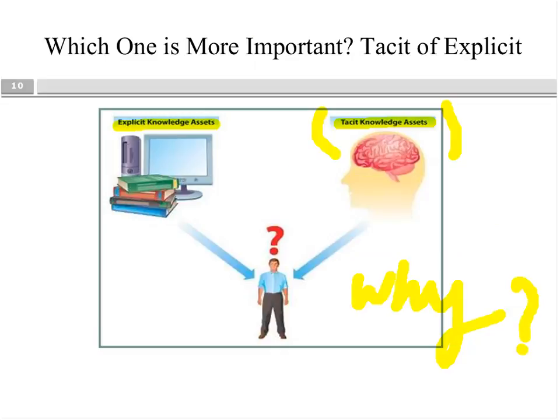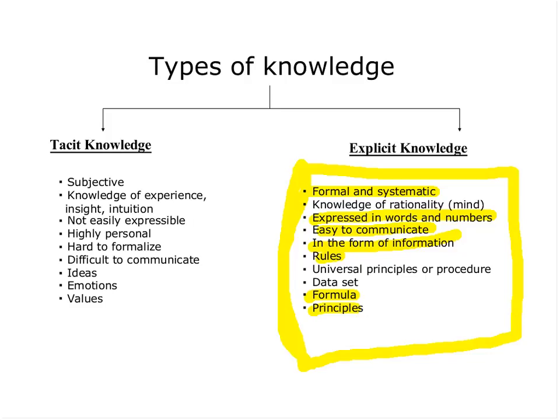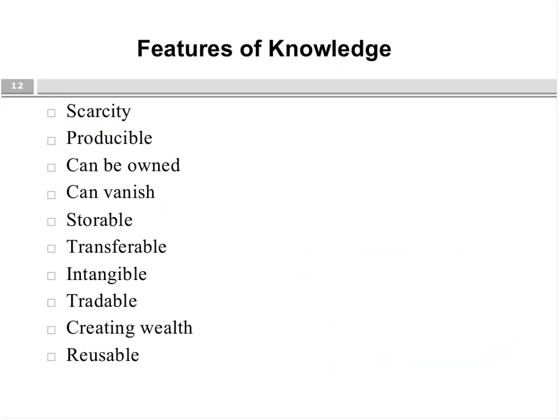Tacit knowledge, on the other hand, is more important than explicit knowledge because it exists in your head. You cannot buy it, you cannot replace it. It just is there. It is subjective. It is knowledge of experience. So the night before your mathematics exam, if you lose your book, it doesn't matter. But if you have a headache and you cannot use your experience collected throughout the semester from practicing the practice tests, then you are in serious trouble. Not easily expressible, highly personal, hard to formalize, difficult to communicate, in the form of ideas, emotions and value, these are tacit knowledge.